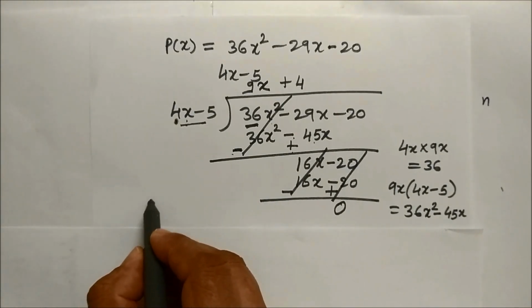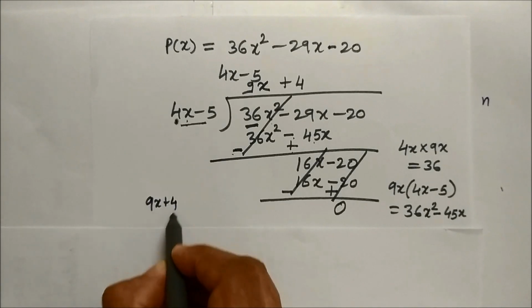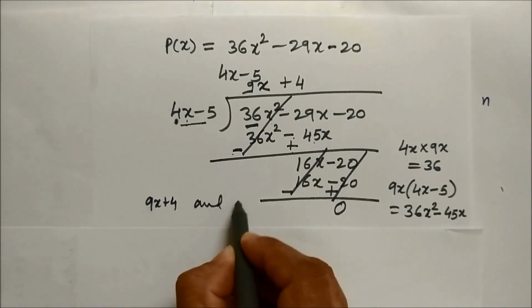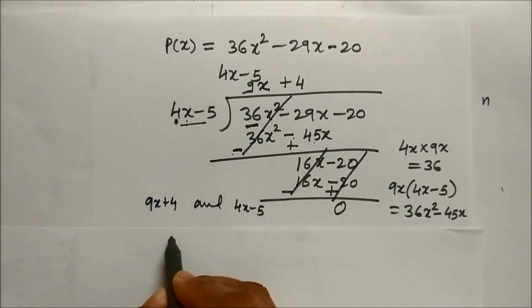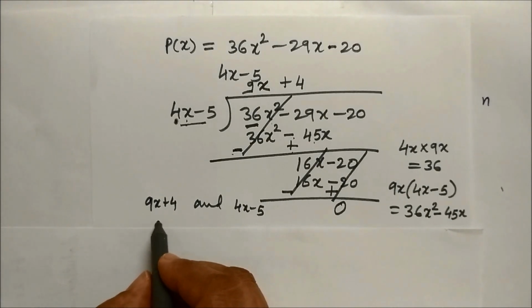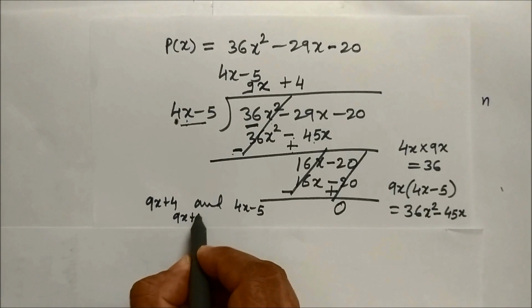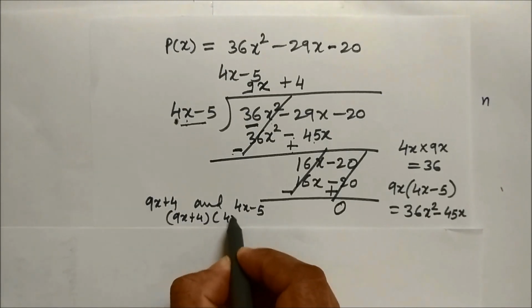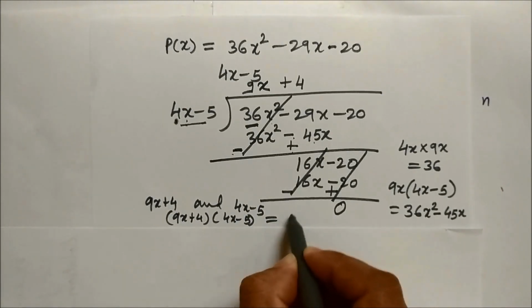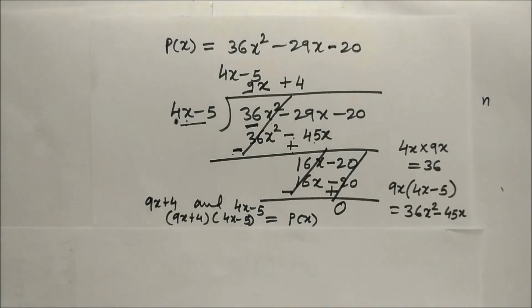Therefore 9x plus 4 and 4x minus 5 are two factors. And if we want to check our answer, we will multiply 9x plus 4 and 4x minus 5. We will get polynomial px. And our answer is here 9x plus 4 and 4x minus 5.